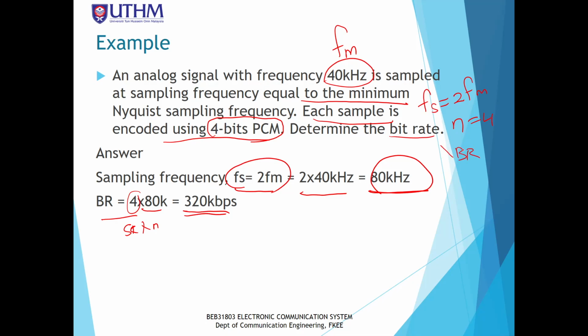So in order to determine BR, first we need to find the sampling rate. According to Nyquist, since we are sampling at the minimum rate, Fs is equal to 2 Fm. So this is equal to 2 times 40 kilohertz, and therefore the sampling frequency is equal to 80 kilohertz. From this sampling rate, we can find the bit rate, which is the sampling rate multiplied by the number of bits per sample. So 80 kilohertz multiplied by 4 bits gives a bit rate equal to 320 kilobits per second.